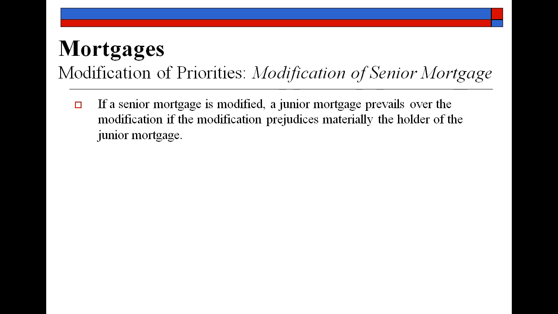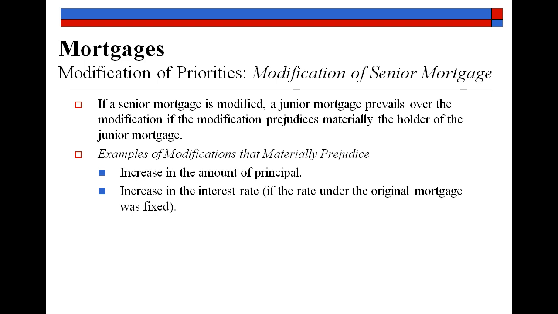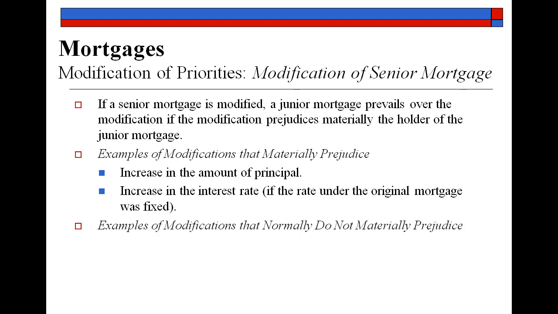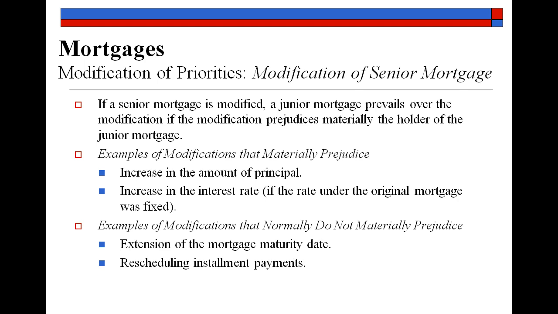Let's look at some examples. In the first set of examples, the modification does materially prejudice the junior mortgage. These examples include an increase in the amount of principal or an increase in the interest rate if the rate under the original mortgage was fixed. Let's consider several examples of modifications that normally do not prejudice the junior mortgage. These include extension of the mortgage maturity date because it gives the mortgagor more time to pay, and a rescheduling of installment payments.